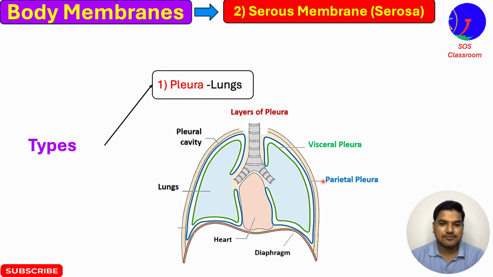And the space between the visceral and parietal layers is called the pleural space. Fluid is present in this space, called the pleural fluid. Approximately 10 to 15 ml of fluid is present in the pleural space, which helps with lubrication during inhalation and expiration, inspiration and expiration of the lungs.